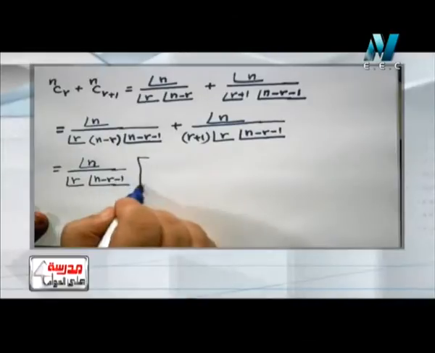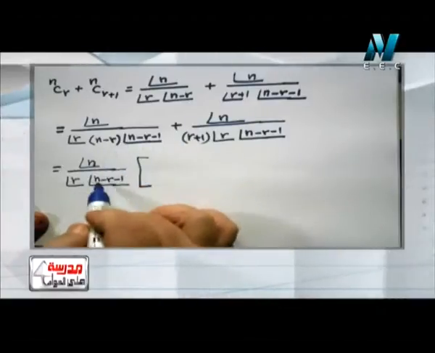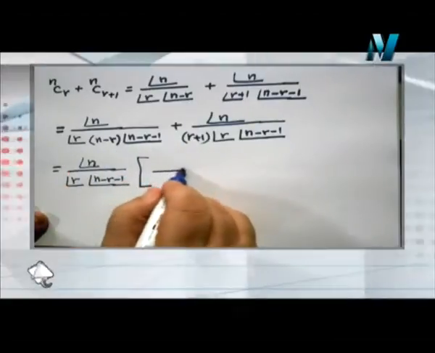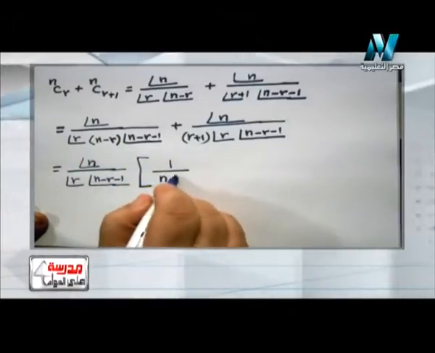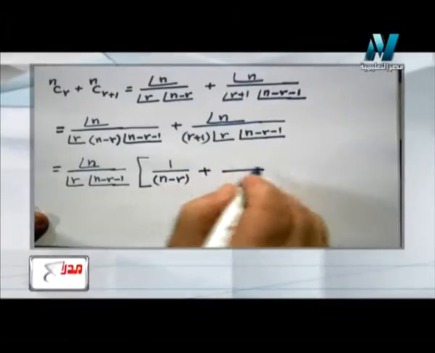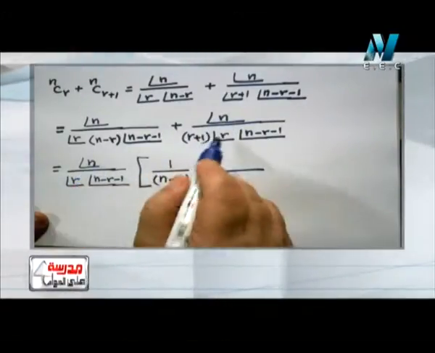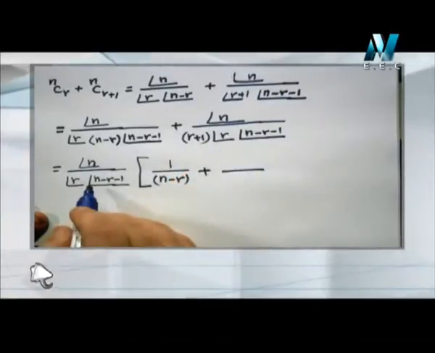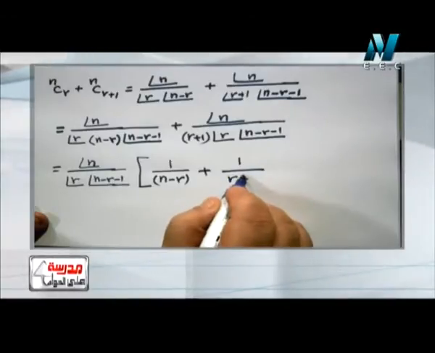Then we have the first fraction: factorial N, take the common factor factorial R, factorial N minus R minus 1, and it is 1 over N minus R, plus the second fraction: factorial N, take it as the common factor, factorial R, factorial N minus R minus 1, and it is 1 over R plus 1.